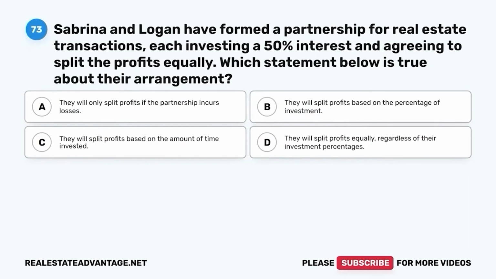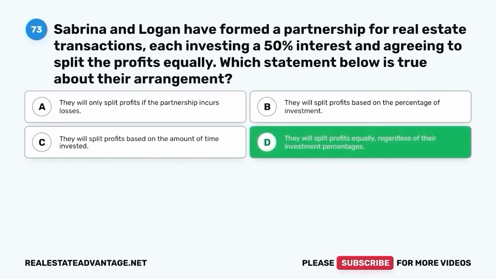Question 73. Sabrina and Logan have formed a partnership for real estate transactions, each investing a 50% interest and agreeing to split the profits equally. Which statement below is true about their arrangement? A. They will only split profits if the partnership incurs losses. B. They will split profits based on the percentage of investment. C. They will split profits based on the amount of time invested. D. They will split profits equally, regardless of their investment percentages.